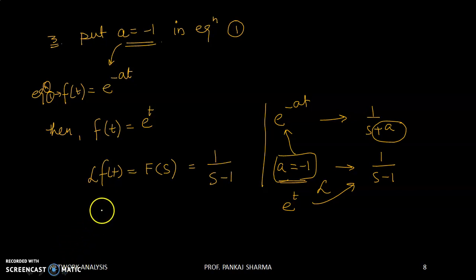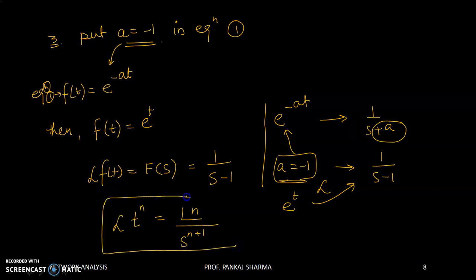In general, what we are going to write: Laplace of t raised to power n is equal to factorial n upon s raised to power n plus 1. This is the general formula: the Laplace of t raised to power n is equal to factorial n upon s raised to power n plus 1.